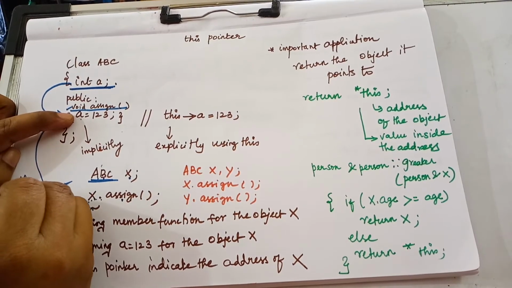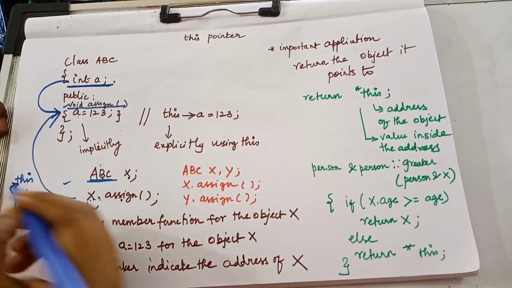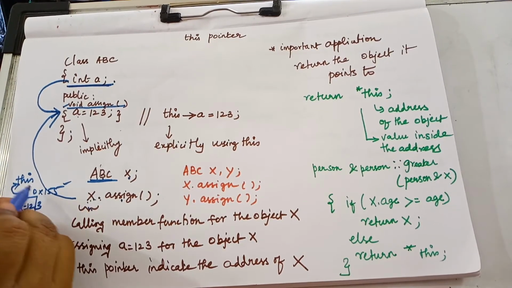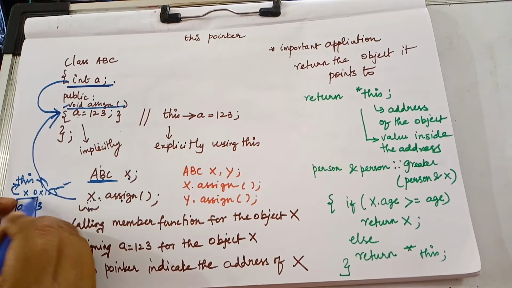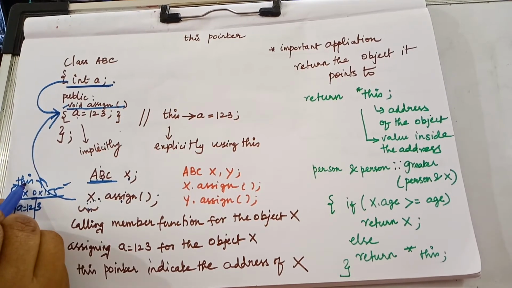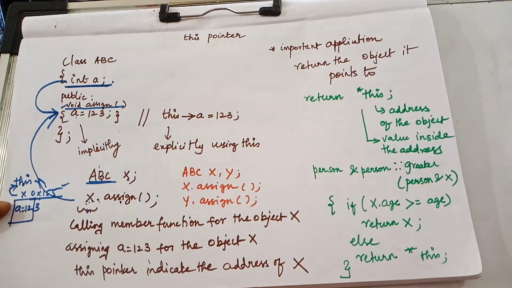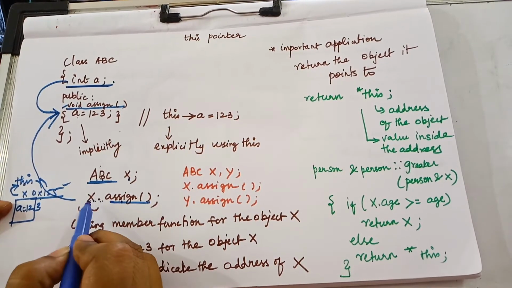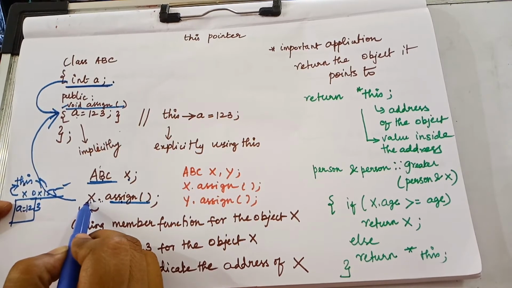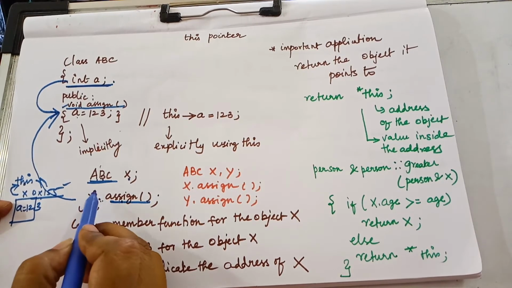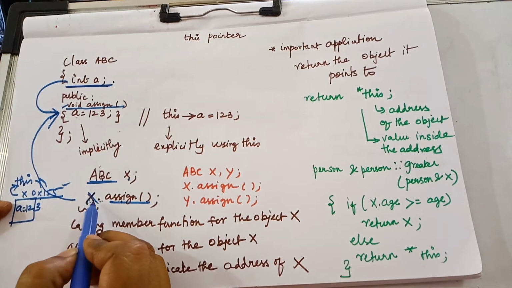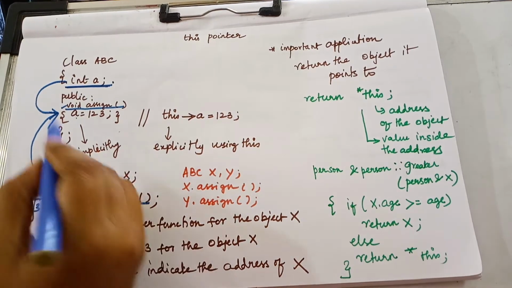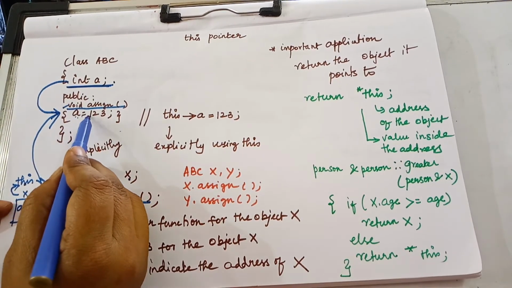So the this pointer is allocated the address, say 0x155. This pointer consists of the address of this object. With x.assign(), I am calling the member function for the object x, so automatically the pointer is allotted for x. That pointer is called the this pointer. Clear? So now while you are calling this, automatically a is equal to 123.